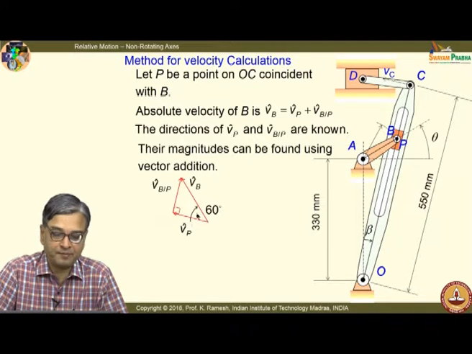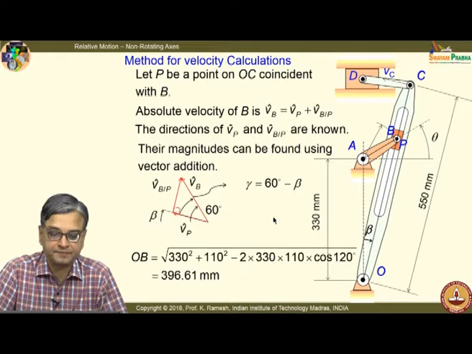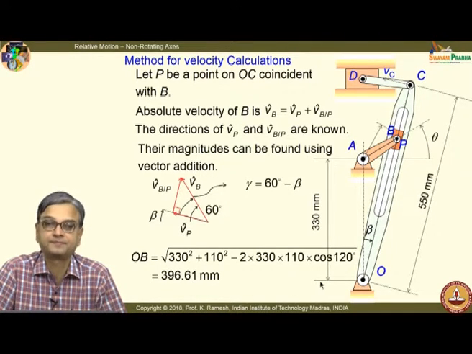So, you can find out this angle, this is 60 degrees and this is nothing but the angle beta. So, I put gamma as 60 degrees minus beta, and you can also get from your geometry what is the length OB or OP, whatever it is. Okay. So, that turns out to be 396.61 millimeters.